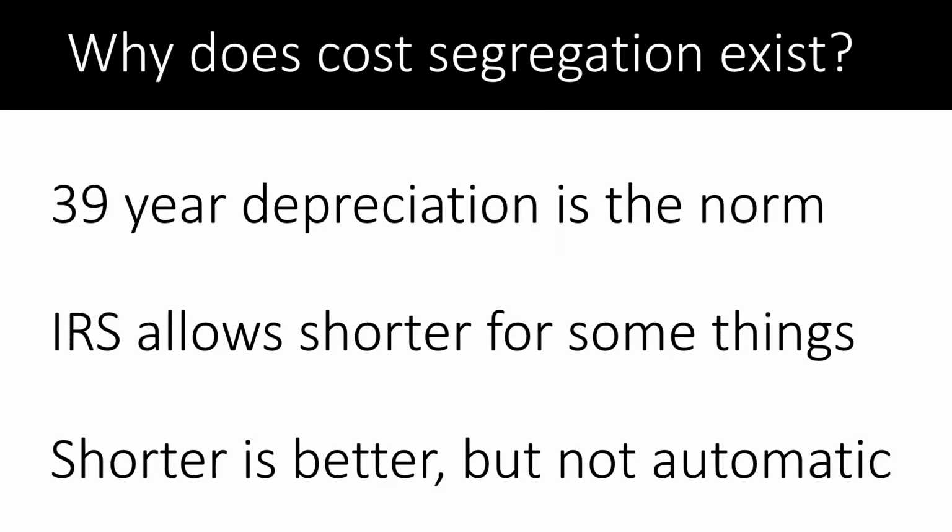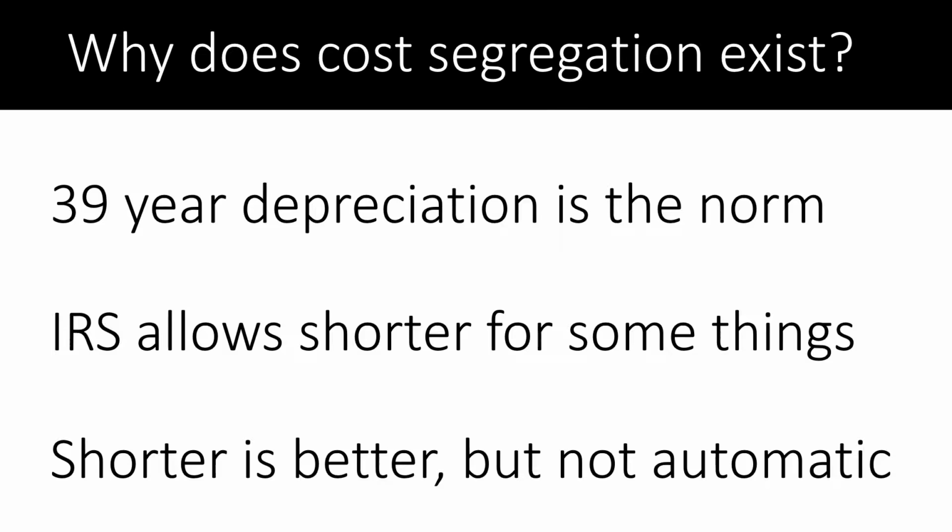Now, why does cost segregation exist? First of all, recall that when a tangible asset, including real estate, is acquired, it is set up on a depreciation schedule for accounting and income tax purposes. Depreciable real estate typically has a 39-year depreciation life, unless it's residential, in which case it has a 27.5-year life. That's the usual method taken by the majority of property owners and their tax advisors.